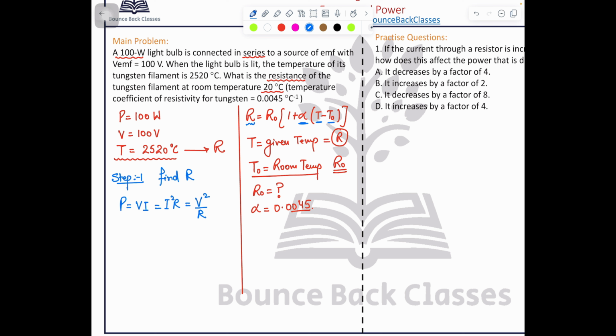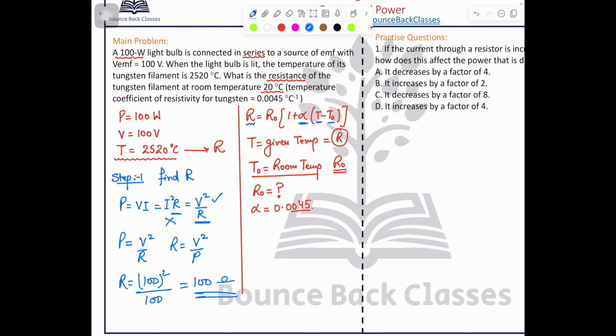So I'm looking for R. Current is not given, voltage is given. So can I say power is equal to V square over R? Yes or no? Okay. Find R. R is equal to V square over P. Solve it. What is the value of V? 100 square divided by 100. Solve it. You will get 100 ohm.